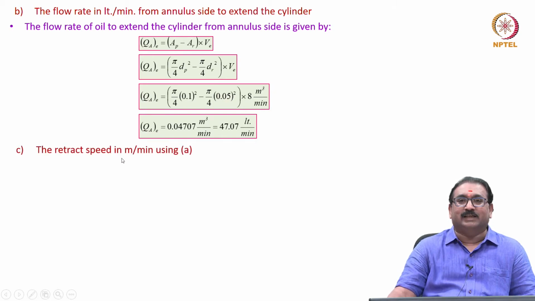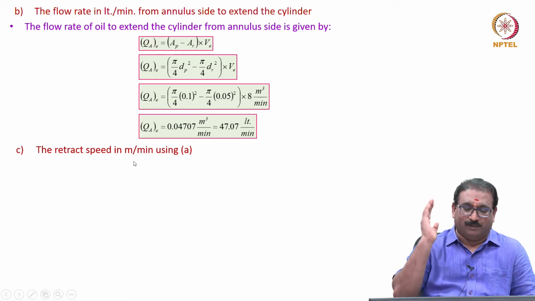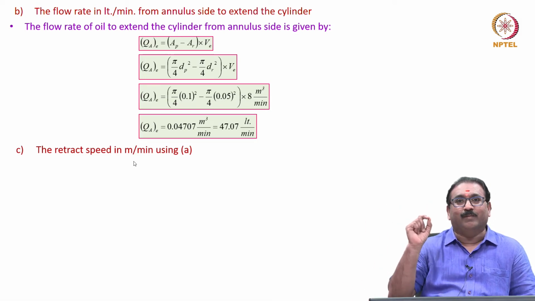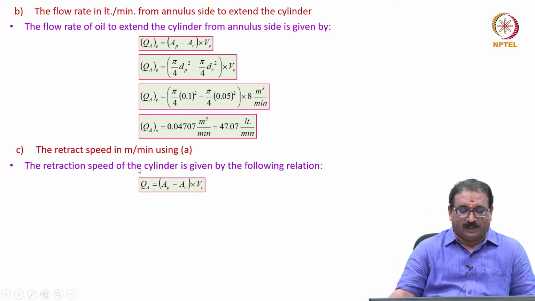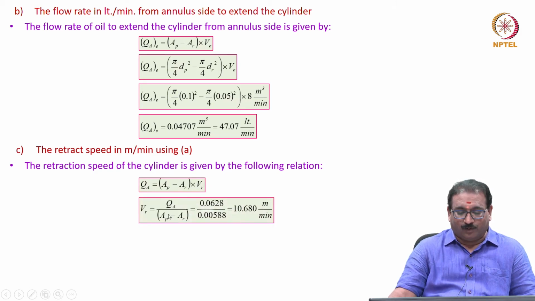Then the retracting speed in meters per minute, using the pump flow. It will go to the rod end. So the retraction speed of the cylinder is given by QA equals AP minus AR into VR. We have to calculate the retraction speed now. Then VR equals what? QA divided by AP minus AR. This QA is, as they told in A, the pump flow. You will take the pump flow, then you will get meters per minute.